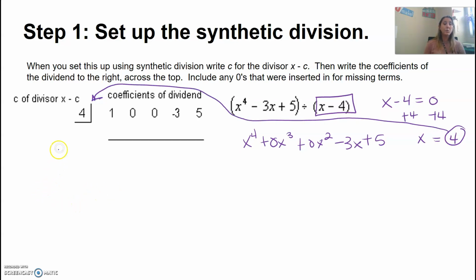When you set this up, you're going to create a backwards L, like a box, and you're going to put your 4 in here. Then we're going to take all the numbers from this and put them right next to it: 1, 0, 0, negative 3, and 5. These are the coefficients of the dividend. The dividend is what we're dividing, or the numerator, depending on how it looks. So that's the first step. Hit pause and put that in your notes.